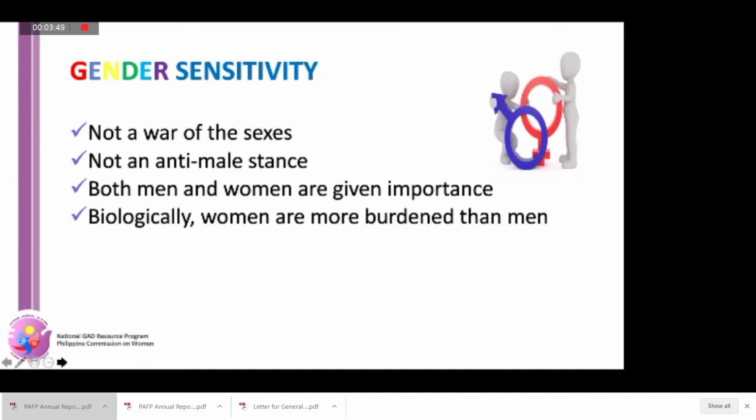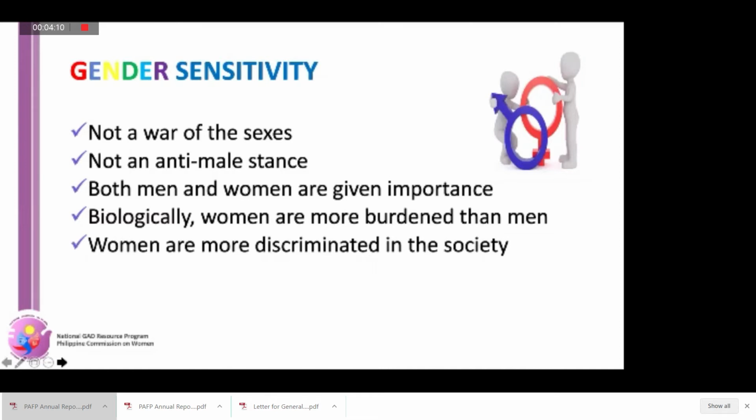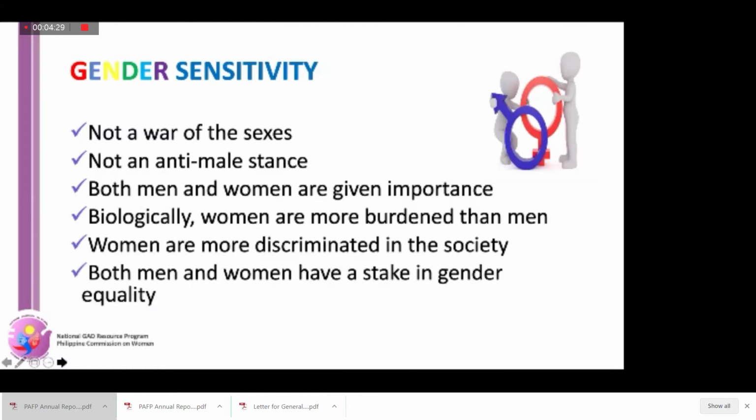Also, in reality, we must acknowledge that biologically, women are more burdened than men. Why? Because of the sex roles of women, which are childbearing, gestation, and the pregnancy part. So indeed, women are more burdened than men. And flowing from the concept of gender as part and parcel of society, discrimination exists in society, and studies will show that women are more discriminated against in various aspects. But again, since both women and men are given importance, women and men also have a stake in gender equality. Those are the basic concepts of gender sensitivity.